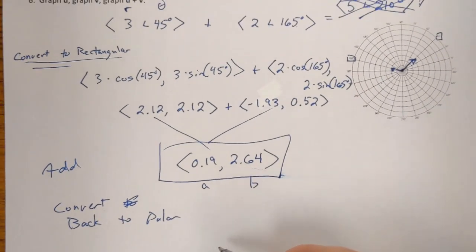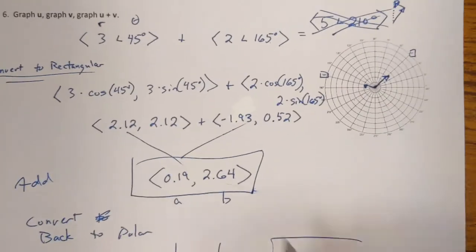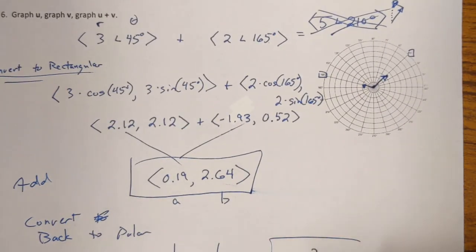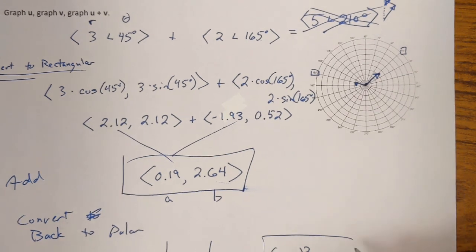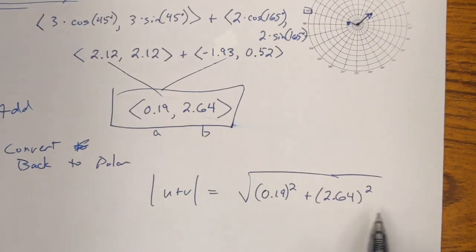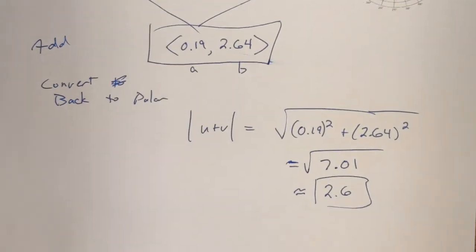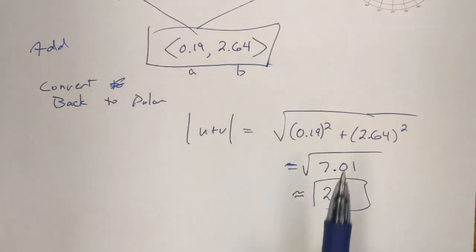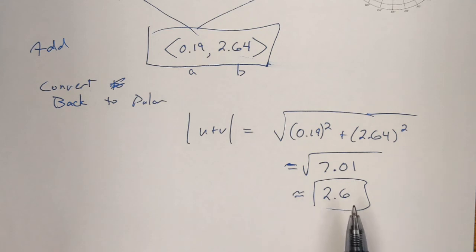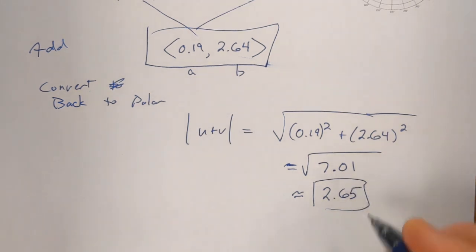The magnitude of my vector, okay, the magnitude of u plus v is just going to be the square root of 0.19 squared plus 2.64 squared. I'm really just doing the Pythagorean theorem on this a value and this b value. Let's work that out. Okay, so I do the square root of a squared plus b squared. That comes out to approximately 2.6. It was actually like 2.647. I'm going to write 2.65 just to be safe.